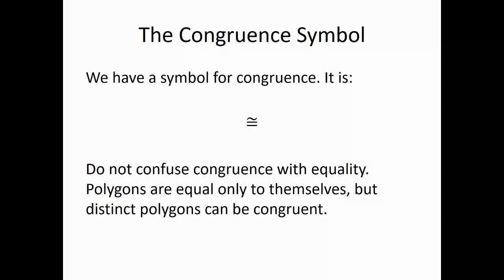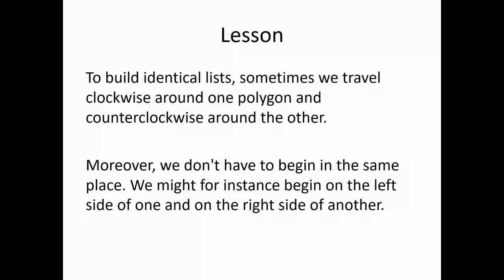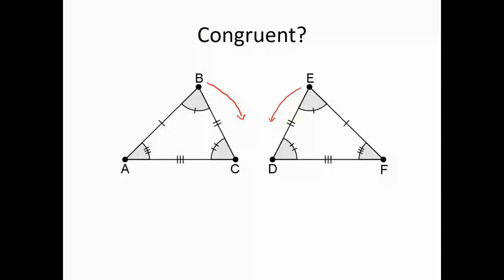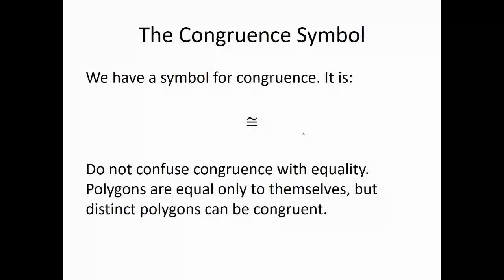All right, we have a symbol for congruence. It's what you see in front of you. It looks like the equal sign with a little squiggle on top. Don't confuse this with equality, which of course is just simply the two bars. Polygons are equal only to themselves because in general, the only object to which an object is equal is itself. But of course, distinct polygons can be congruent, like the example that I gave you just a moment ago. I'll go back. ABC is congruent to EDF, and those are distinct polygons.